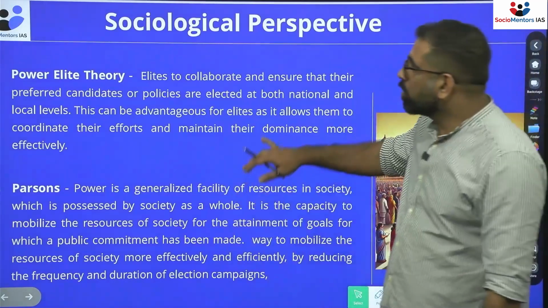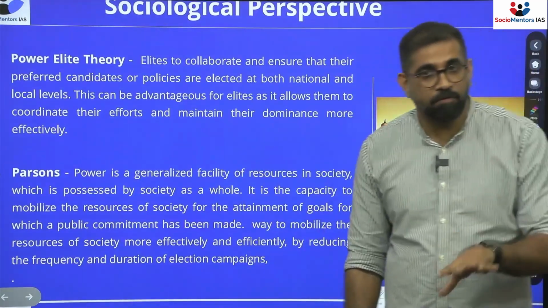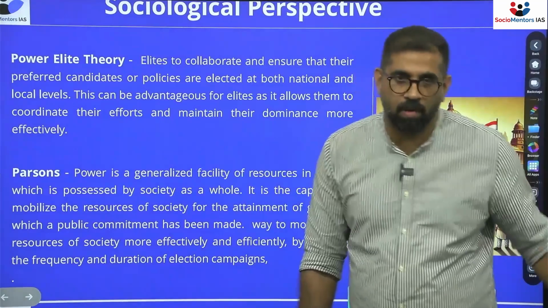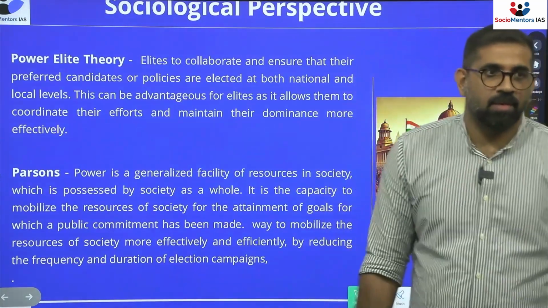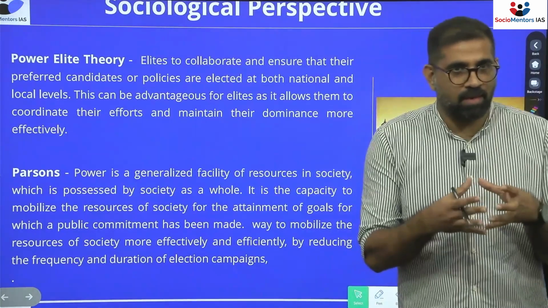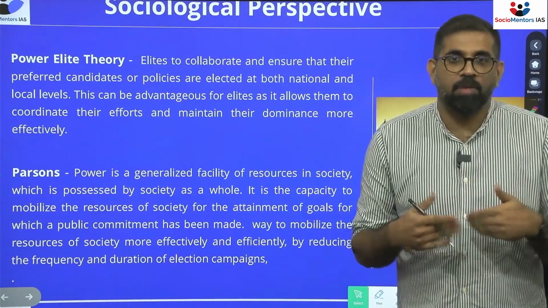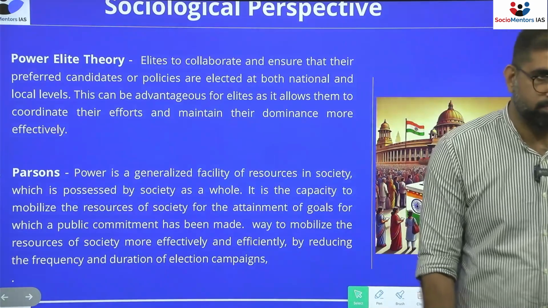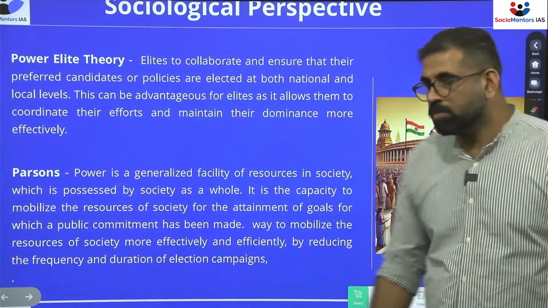So that is how you can mention the elite theory, where elites can have their preferred candidates at all levels of government. And as a result, the elite group at the center, or whichever elite group is more dominant, will become even more powerful. Is it clear? All right.